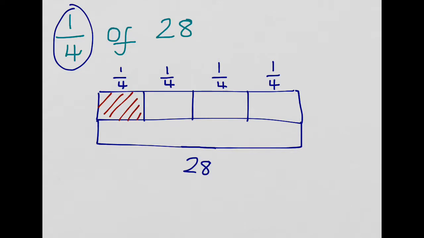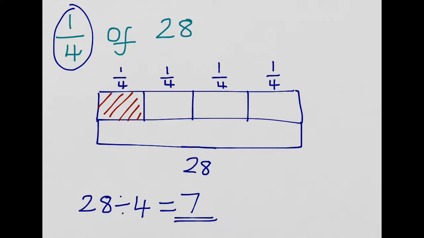So what this tells me by looking at the bar is my 28 needs to be divided by 4, because I have 4 parts, to find out what one part would be. So I'm going to do 28 divided by 4, and that equals 7. So 28 divided by 4 is 7, so 1/4 of 28 is 7, and that is my answer.